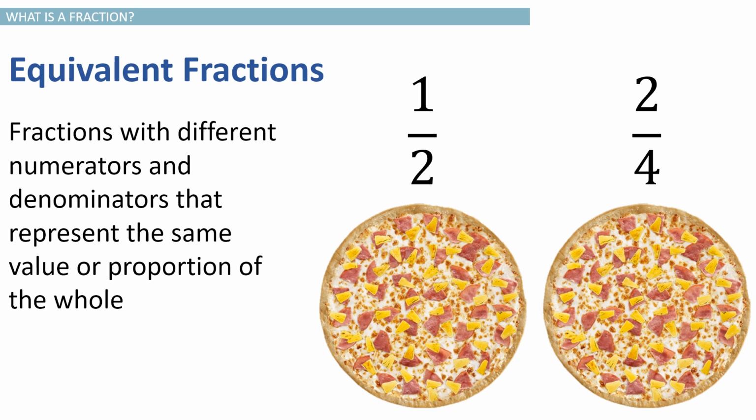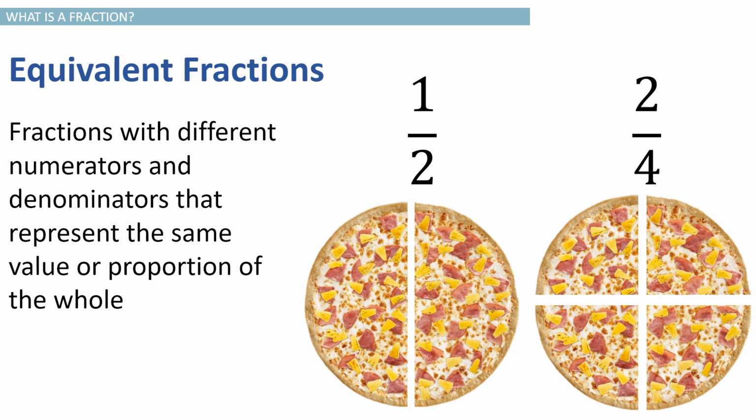Let's look at 1/2. It means the whole is cut into 2 equal parts and I have 1 part of them. And 2 quarters means the whole is cut into 4 equal parts and I have 2 parts of them. This side.